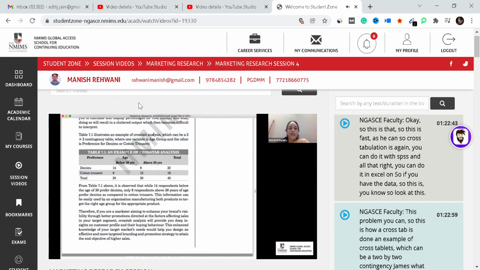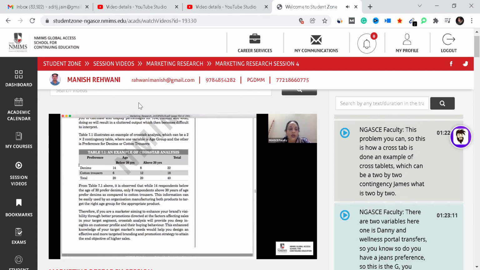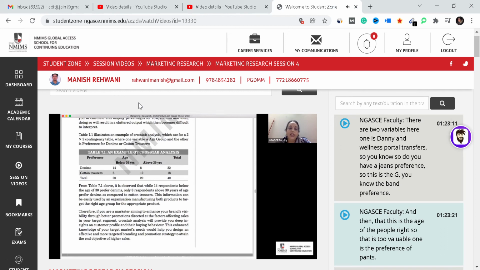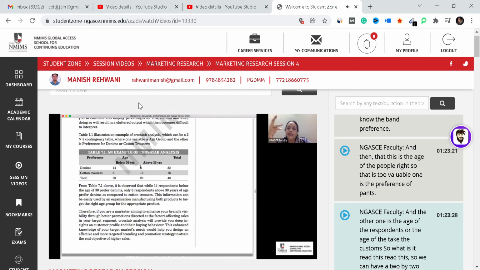An example of a cross-tab can be a 2x2 contingency table. So what is 2x2? There are two variables here. One is denim and one is cotton trousers, so you have a jeans preference, the pant preference. And then this is the age of the people, right? So there are two variables: the preference of a pant and the age of the respondents or customers. Let us read this. We can have a 2x2 contingency table where one variable is age group and the other is preference for denims or cotton trousers.